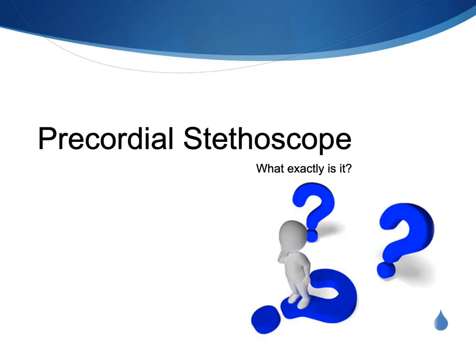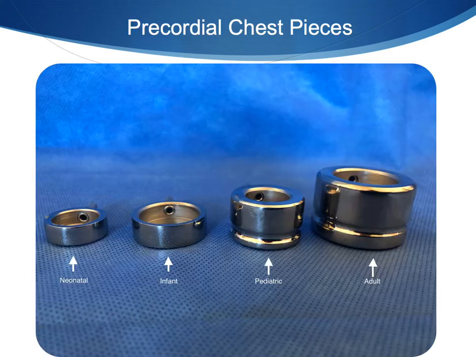The next 4 slides are just going to be a refresher on the different components of a precordial stethoscope for you. The precordial stethoscope has a precordial chest piece which goes onto the patient's chest. A precordial chest piece is a weighted bell-shaped chest piece that's made of a material that allows for adequate weight to be provided, and an airtight seal between the patient's chest and the actual chest piece.